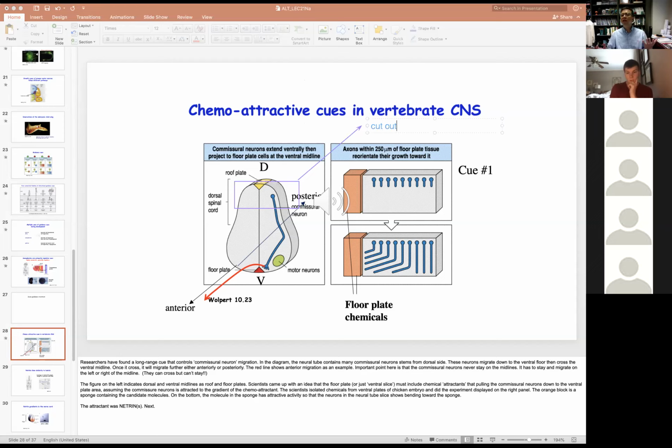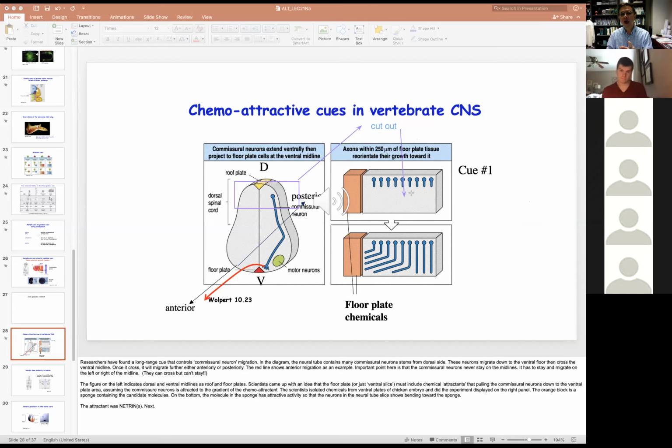Okay. So with a carpet knife or something, you cut this chicken embryo spinal cord, and then somehow you take out the dorsal side. Then what will happen is that if you do that very early, then you have all these commissural neuron cell bodies right here, isn't it? Right. So what he did is that you cut out, and the cutout is right here.